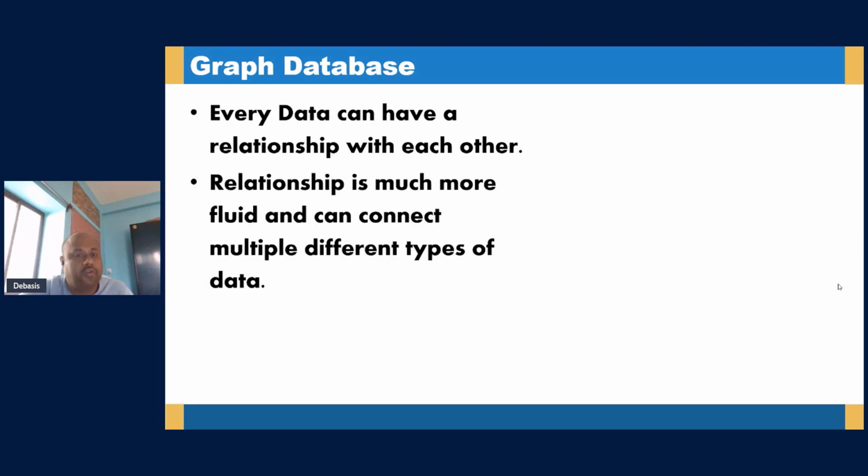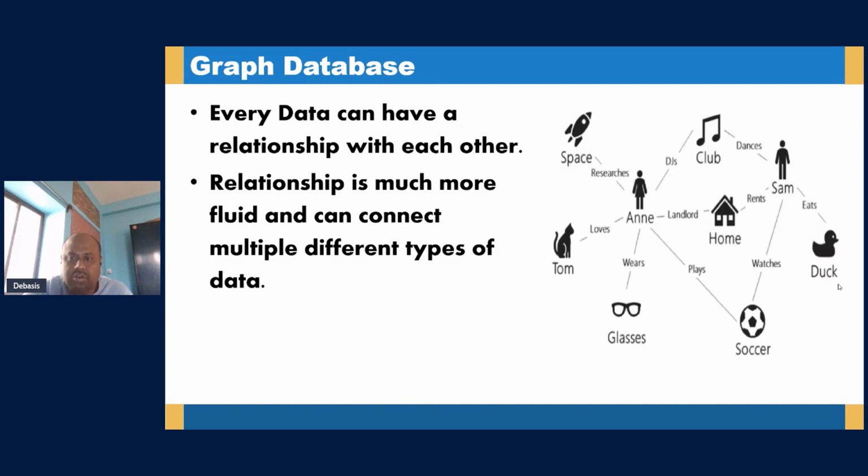So relationship is much more fluid in this concept and can connect multiple different types of data. This image basically represents a sample data format of a graph database. Here, home is a data, and soccer classes, and these are the different types of data, and those are related or connected with the different types of data to each other. So in this way, we can establish cross-dimensional or cross-relational data by using the graph database.